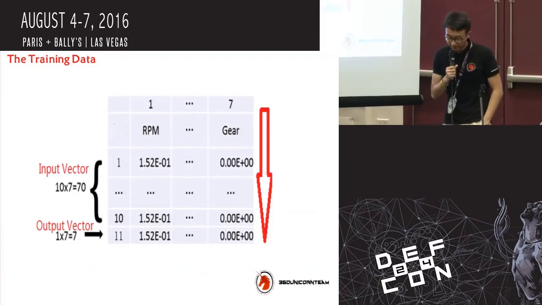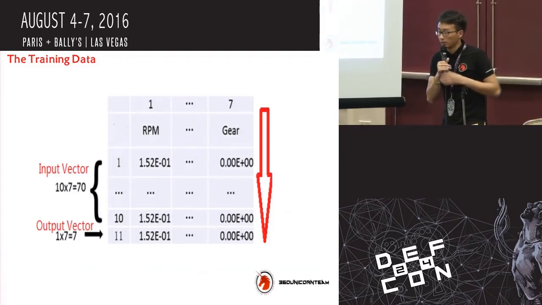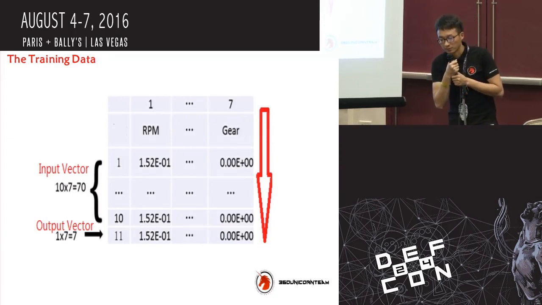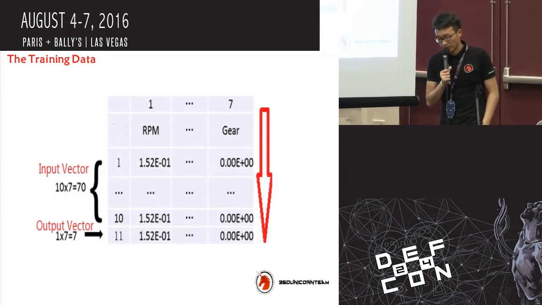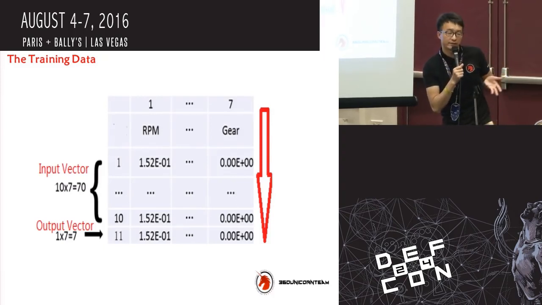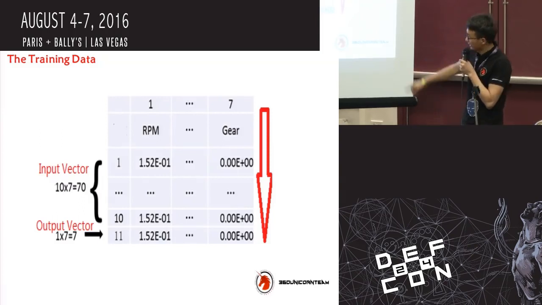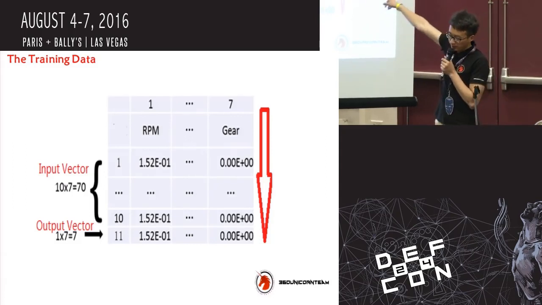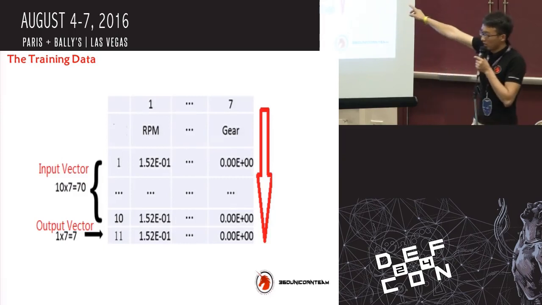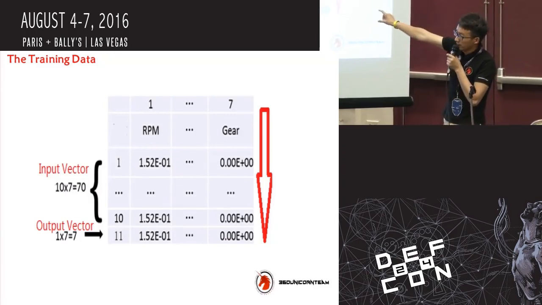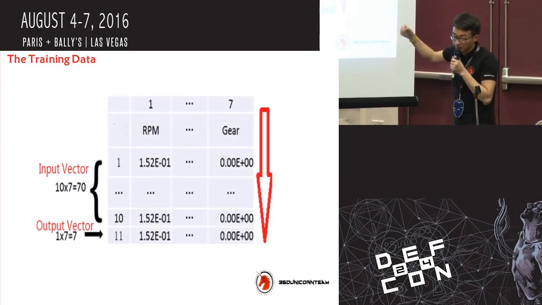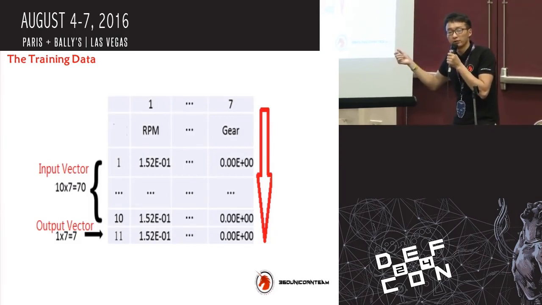Okay, this is very important. How do you get the input vector and output vector of those parameters? Most machine learning techniques are supervised learning, and I only have the normal data of the car. I don't have attack traffic on the car. How do I train this model? Because these parameters are all continuous variables, I use the previous values to predict the values of the next.